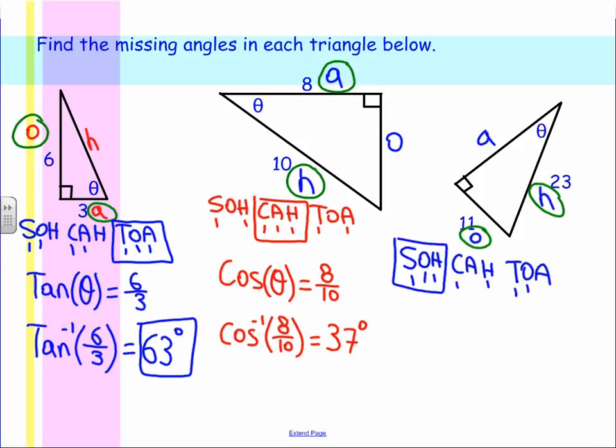Sine of theta is equal to your opposite, which is 11, divided by your hypotenuse, which is 23. Anytime I'm looking for an angle, I have to hit second sine. So it's sine -1, and then the 11 divided by 23 will pop up where my angle used to be. On my calculator, I'm hitting second sine, 11 divided by 23, and I get 28.5. That would round up to be 29 degrees.